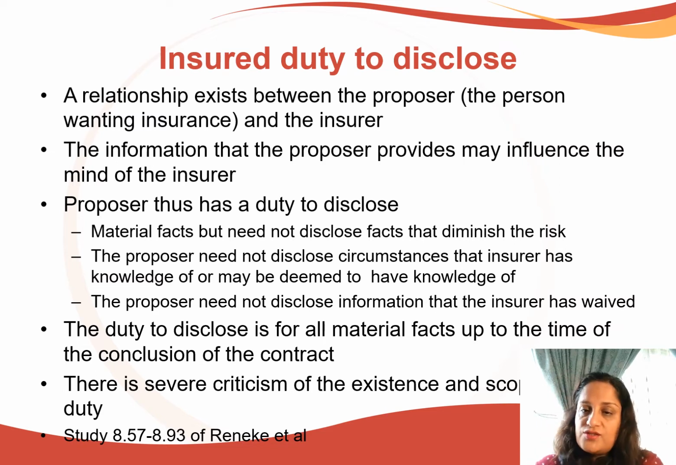So the proposer has a duty to disclose, but it only pertains to material facts, information that the insurer does not already know. If there are certain things that you might expect the insurer to already know, you don't have to disclose that. And of course, if the insurer has waived, they say we want to give life insurance to everybody and not take into account any information about your health or that sort of thing, then they have waived the right to get that information.